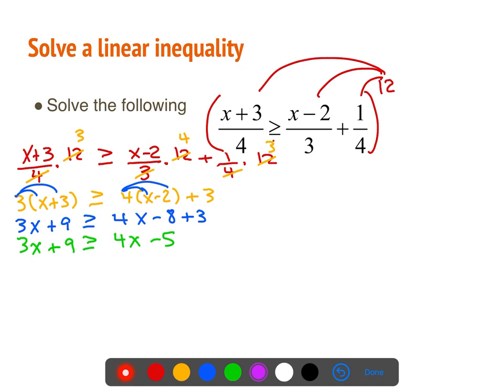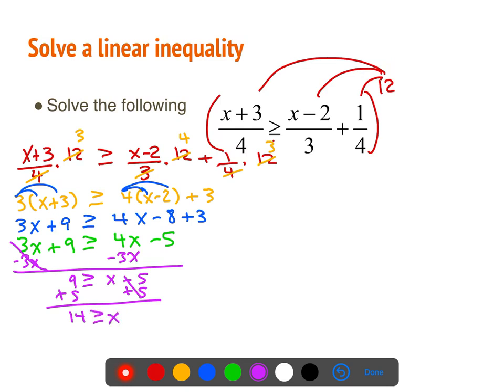using our addition property to get all of the x's on one side and all the numbers on the other side. So I get the solution that it's all the x's that are less than or equal to 14.